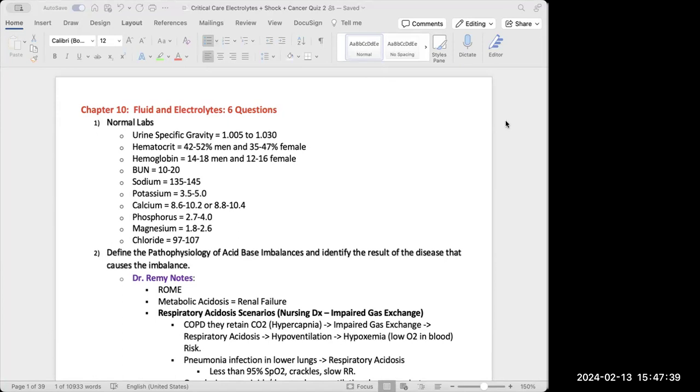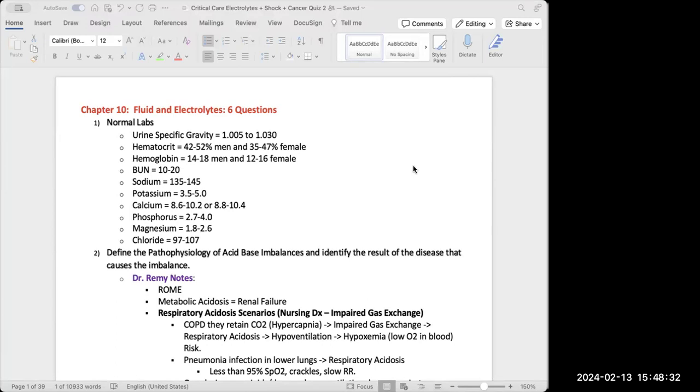From the textbook, thanks to Caroline for this, because she was digging through finding these. The urine specific gravity, according to the textbook, is 1.005 to 1.030. The hematocrit should be 42 to 52% for men and 35 to 47% for females. Hemoglobin is usually 14 to 18 for men and 12 to 16 for females. The BUN is 10 to 20. Sodium, 135 to 145. I've never seen that value change, so that's good. Potassium, 3.5 to 5. I saw two different values in the textbook.